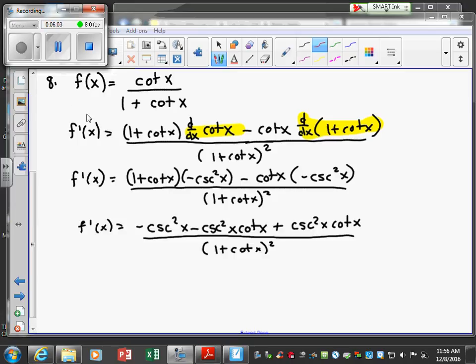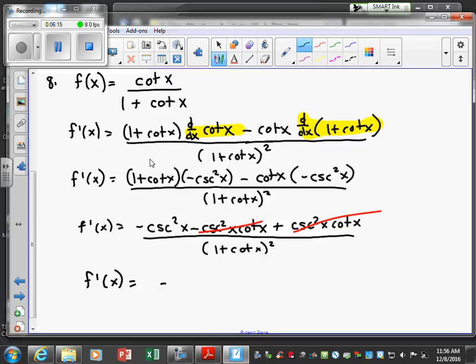Alright, and what do we see here with these two terms? So this term and this term will cancel out. And that will leave us with our derivative being negative cosecant squared x over our denominator, which is 1 plus cotangent x squared.